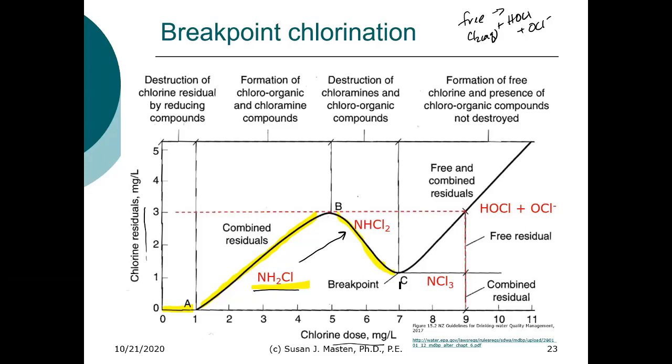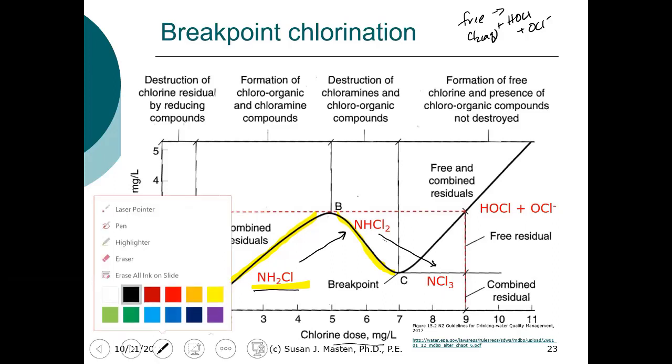At point C, we essentially have consumed all of that ammonia. We convert our dichloramine to trichloramine, but because we've consumed these reactive substances here, we consume all of the ammonia, so we can't form any more chloramine.